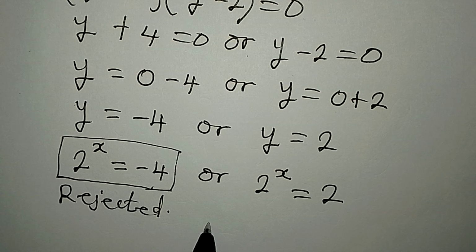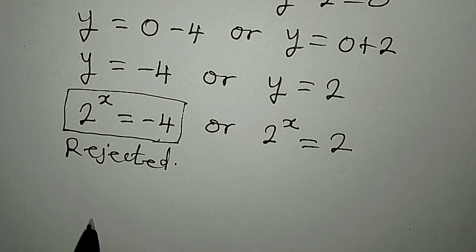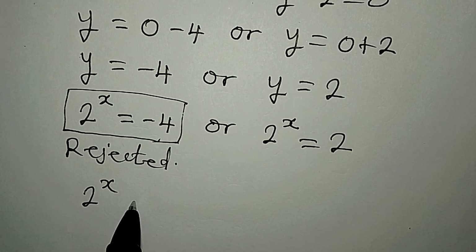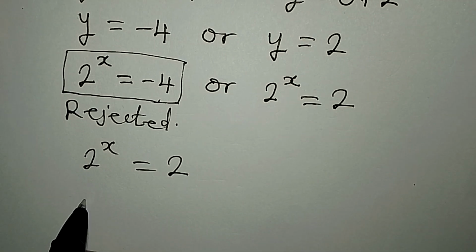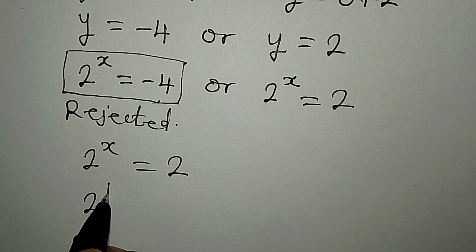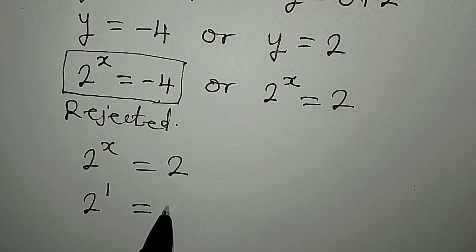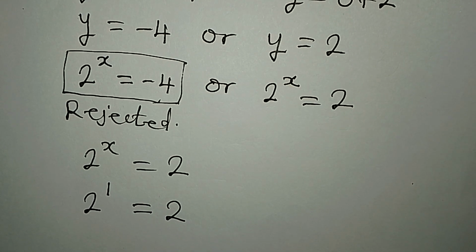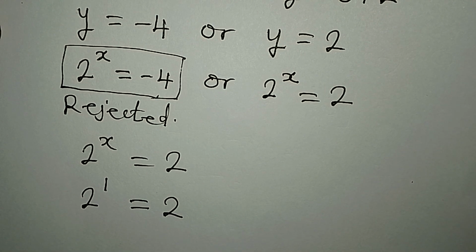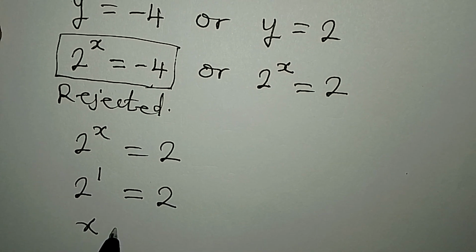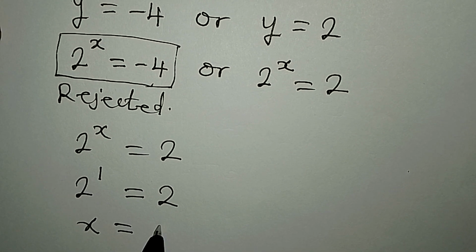Now, let's go over to this. Let me write it down here. 2 to the power of x is equal to 2. And it is only 2 to the power of 1 that can be equal to 2. So it is when 2 is raised to the power of 1 that I can get 2. So therefore, our x is simply equal to 1.